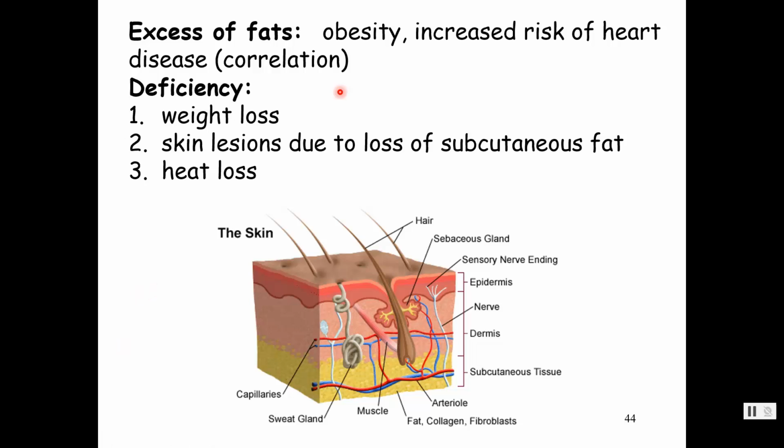So excess of fats, guess what? Oh, look, obesity. Pretty much any excess in any of the nutrients, you're going to end up with obesity. Increased risk of heart disease. There's a correlation between a high fat diet, high triglycerides, and heart disease.